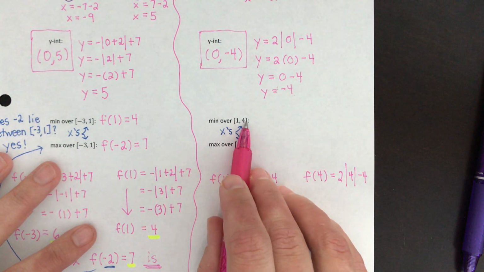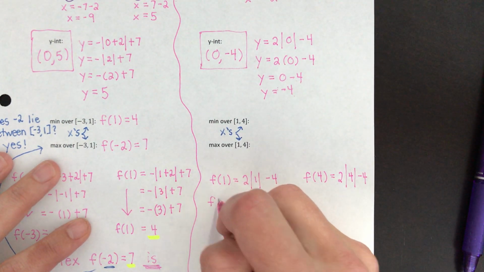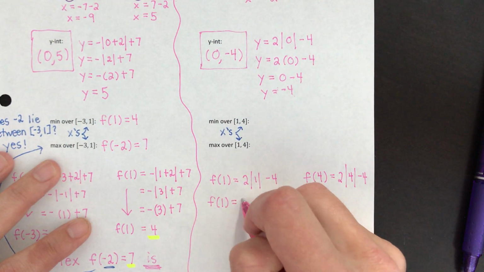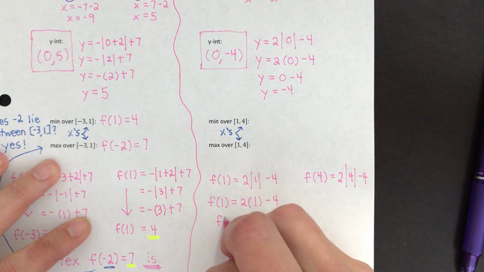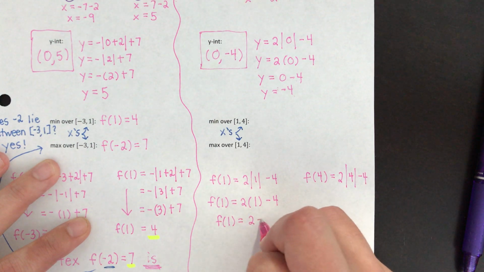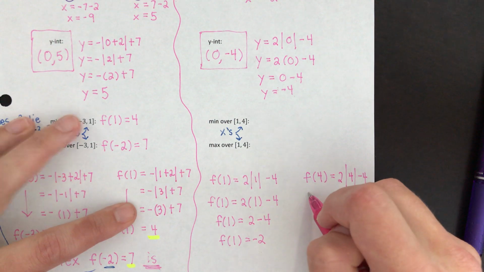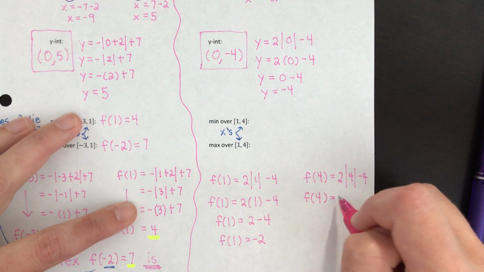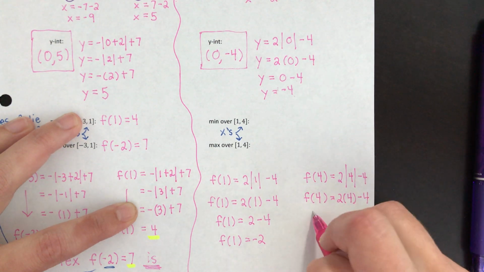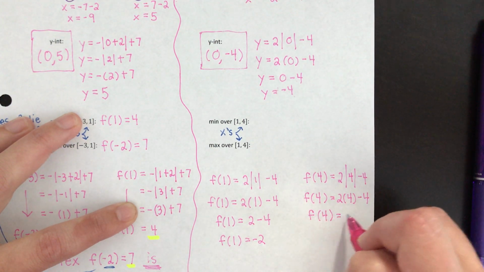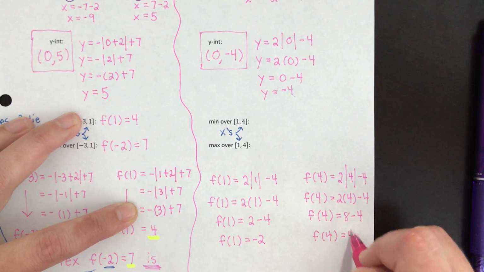I've plugged in 1 and I've plugged in 4 for x into the original equation. So f of 1 equals 2 times the absolute value of 1, which is 1, minus 4. So f of 1 equals 2 minus 4. So f of 1 equals negative 2. And here f of 4 equals 2 times 4, because the absolute value of 4 is 4. And then f of 4 equals 8 minus 4. So f of 4 equals 4.